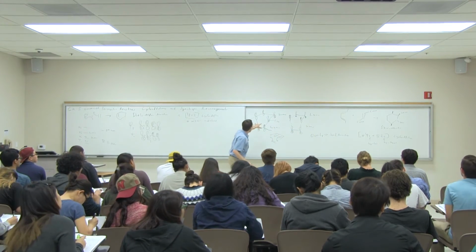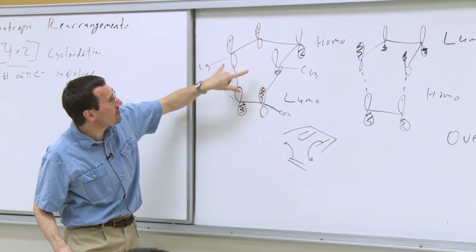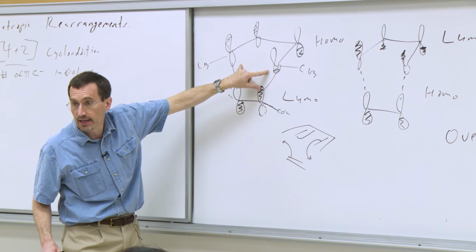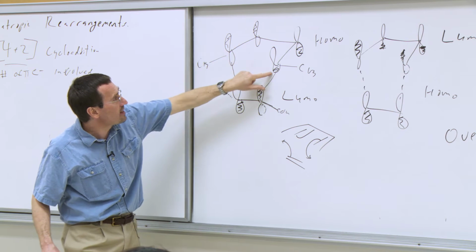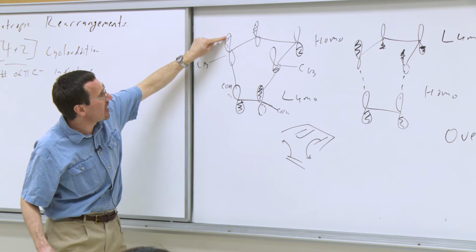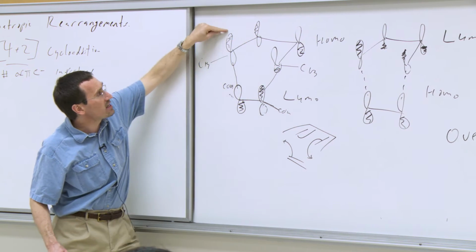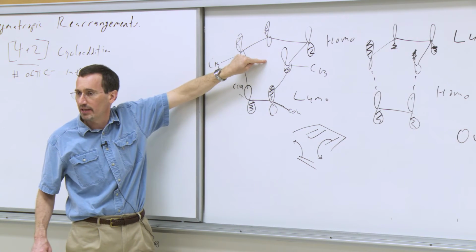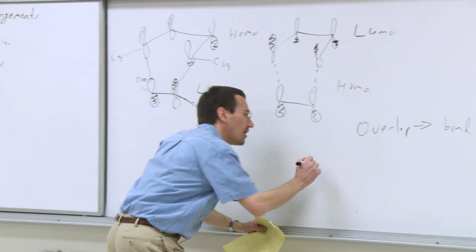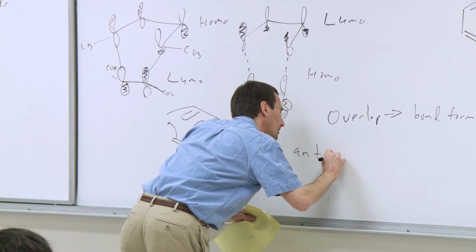And so we are having this on the same face of the diene. In other words, we're reacting with this side and this side, not with this side and this side. This we would call antarafacial. Antarafacial is the opposite of suprafacial.